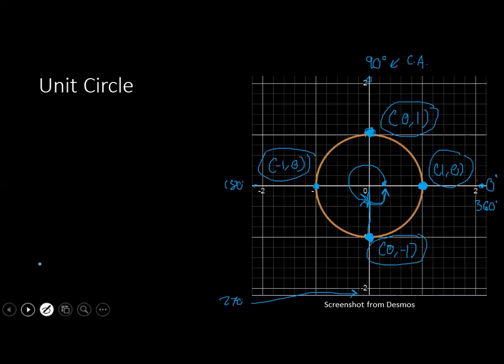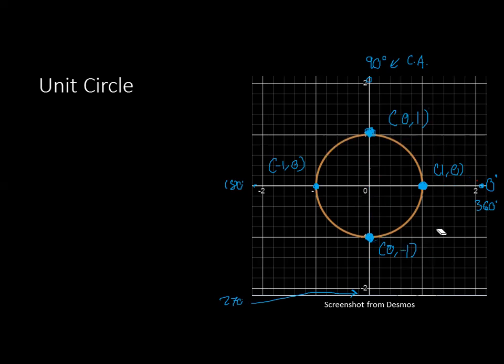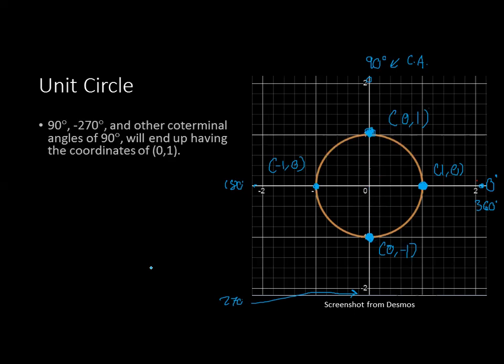Okay? Let me erase it. By the way, again, we're not only including the angles here given, but also their coterminal angles. So in summary, 90 degrees, -270 degrees, and other coterminal angles of 90 degrees will end up having the coordinates of 0, 1. Okay? 90 degrees and other coterminal angles of 90 degrees will end up having the coordinates of 0, 1.